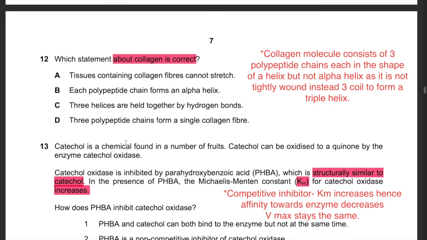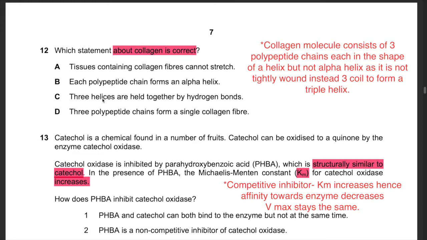Question 12. Which statement about collagen is correct? So some key things you should know about collagen molecules is that a collagen molecule consists of 3 polypeptide chains, which are each in the shape of a helix but not alpha helix. Therefore option B is wrong, and as it is not tightly wound, instead 3 coils to form a triple helix. So 3 helices are held together by hydrogen bonds. So the answer is C.